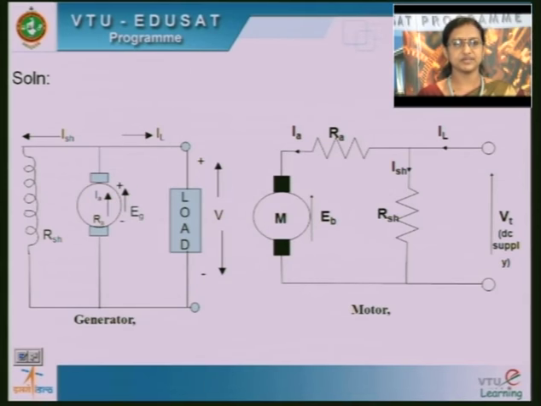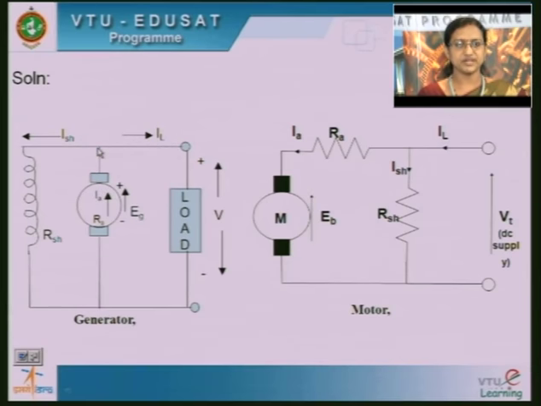Now, you see how exactly we have considered the DC machine as a generator and also as a motor. In case of the generator, the EMF will be generated here, and then you see the current IA, according to KCL at this junction, IA is equal to IL plus ISH, because when applying KCL at this junction, the sum of the currents entering the node is equal to the sum of the currents leaving the node.